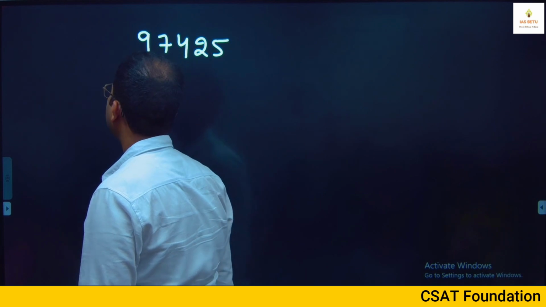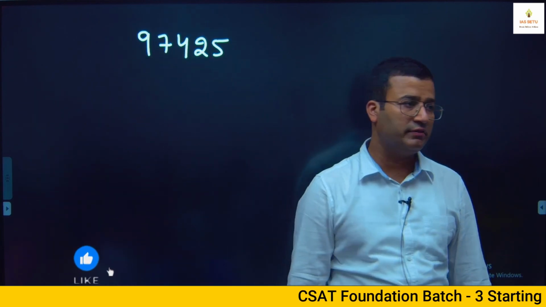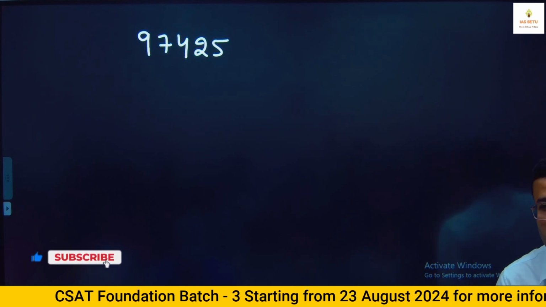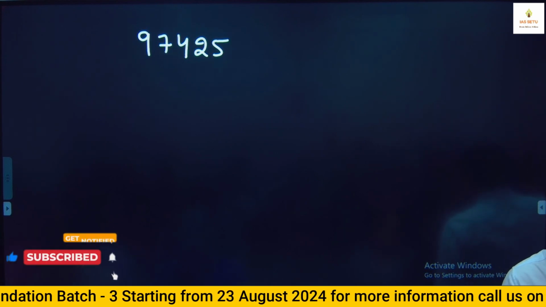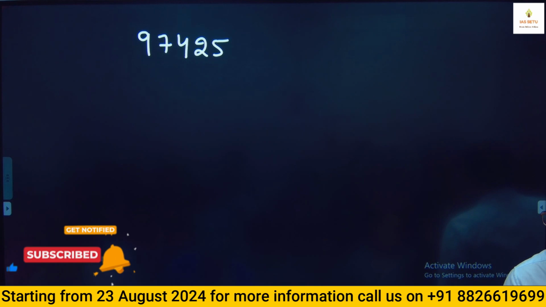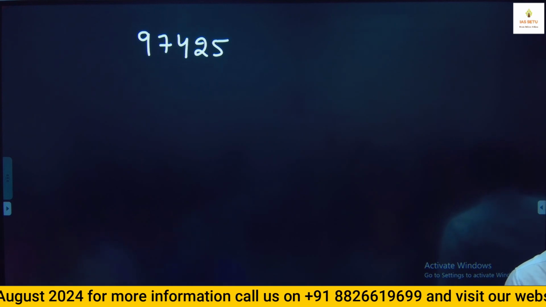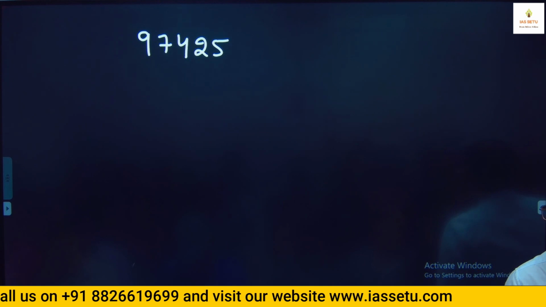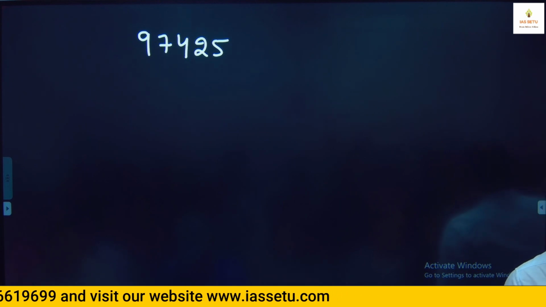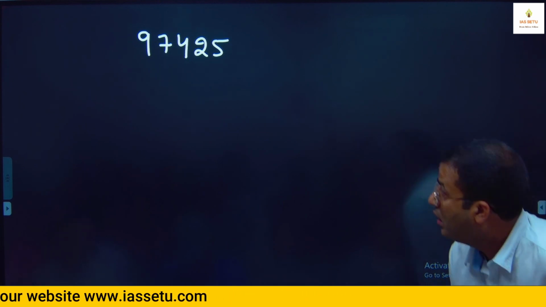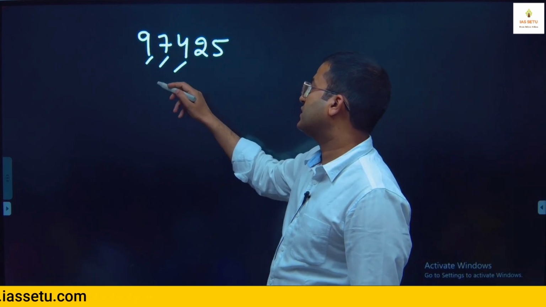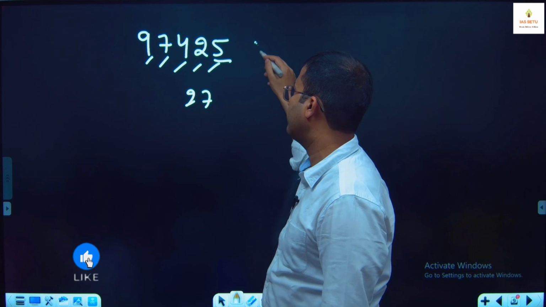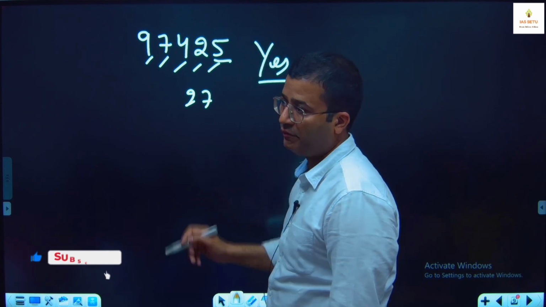97,425. Is this given number divisible by 45, yes or no? Divisible by 5? Yes. Divisible by 9? Here 9 plus 7, 16, 20, 22, 27. It is divisible by 9. Yes. It is divisible by 5. Yes. So this given number is divisible by 45.